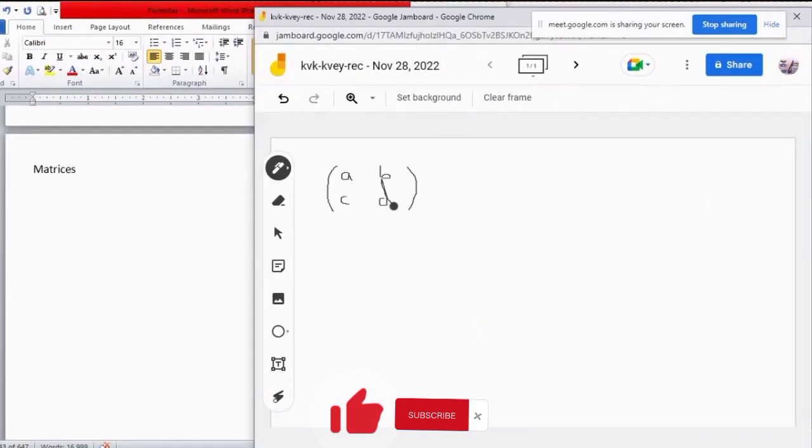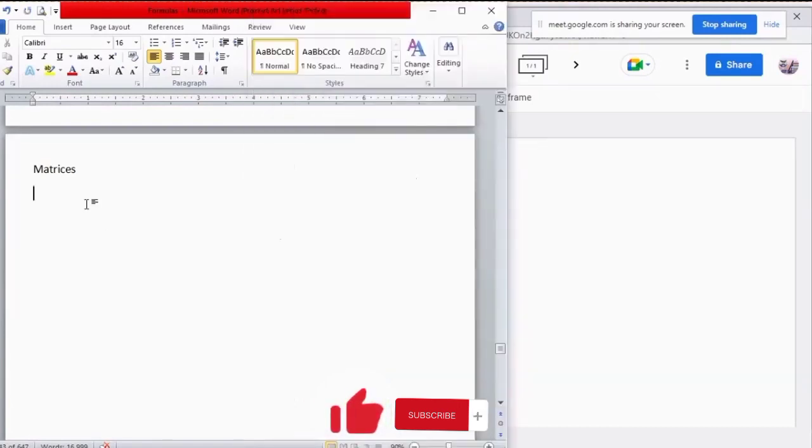Welcome. Today you all will be learning how to identify a row and a column in any matrix. This is especially important when you are going to do multiplication of matrices.